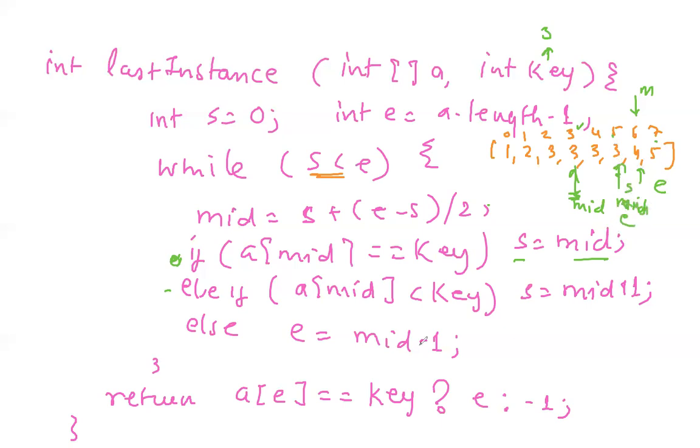You finish the loop, you come back, and you check: is A of E equals key? Which is correct because this was the E. Then you return the index, which is 5. That means this was the last index of the 3. Got it?